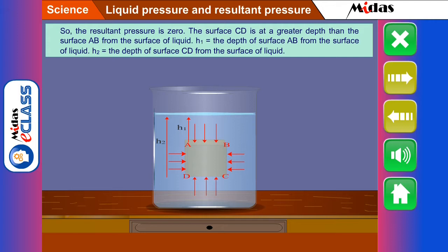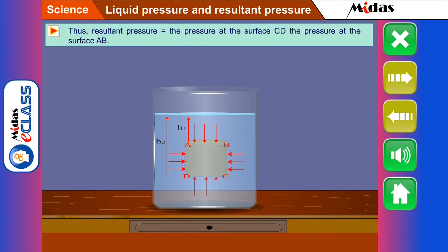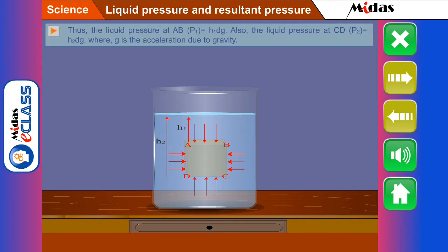H1 is equal to the depth of surface AB from the surface of the liquid. H2 is equal to the depth of surface CD from the surface of the liquid. Thus, the resultant pressure is equal to the pressure at the surface CD minus the pressure at the surface AB. Thus, the liquid pressure at AB, denoted by P1, is equal to H1 dg.